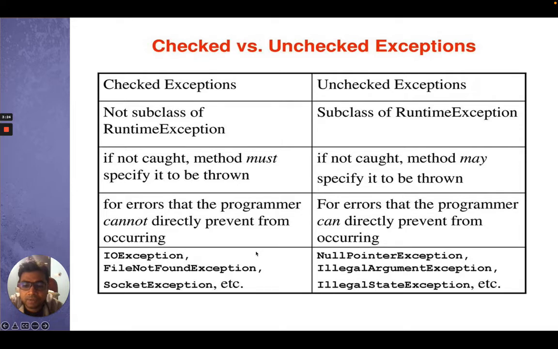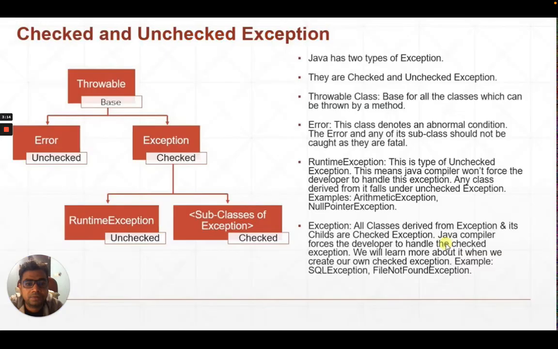IO exception, file not found exception, and socket exception are examples of checked exceptions, and in case of unchecked exceptions, null pointer exception and illegal argument exception are some of the examples. So both checked and unchecked come under exception classes. Java has two types of exceptions, checked and unchecked exceptions.